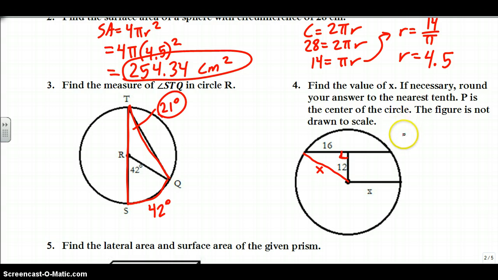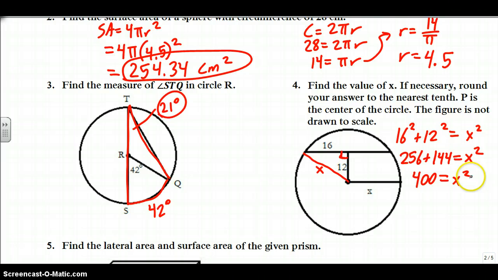Anyway, we can use the Pythagorean theorem. 16 squared plus 12 squared equals x squared. 16 squared is 256. 12 squared is 144. So that ends up being 400. And of course, 400 is a nice perfect square, so x equals 20. Awesome.